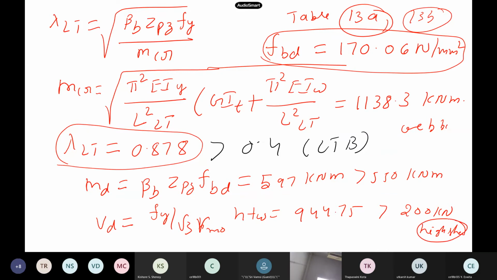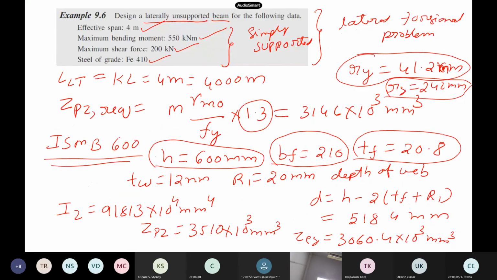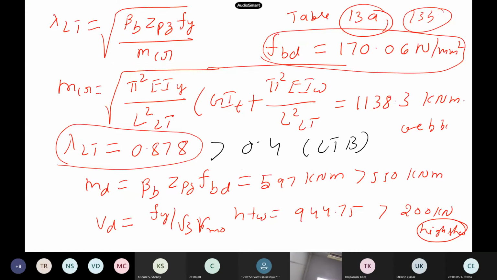So for high shear, what is the value? See, maximum shear force is 200. Now your shear capacity is 944. So 0.6 times VD means what happens? So 0.6 of... you followed, right? Is it a high shear or a low shear case?